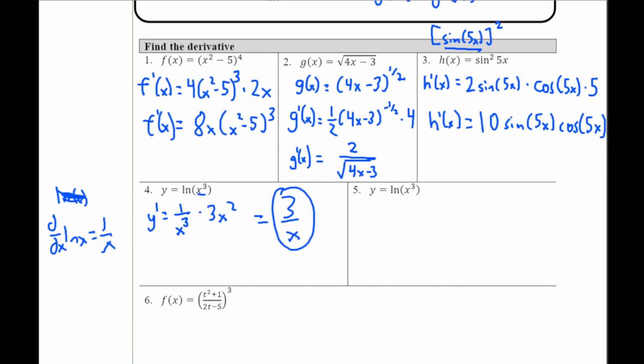Here's another way you can do this same problem. If you recall your natural log rules, you can rewrite the y. Anytime you have an exponent with a natural log, you can bring it to the front. This power here will go here. We're just rewriting. We haven't taken the derivative. So if you want to find the derivative now, it's just 3 multiplied by the derivative of ln x, which is 1 over x, and you get the same answer.